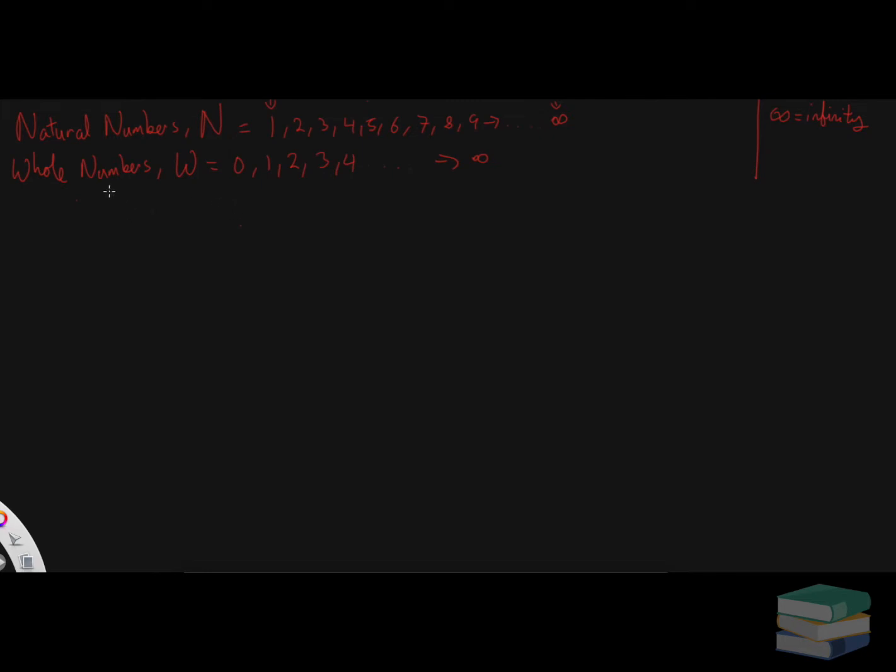Okay, so after whole numbers, there are integers. Integers are whole numbers that also have negative values. So as you can see in these whole numbers W here, they start at 0 and go all the way up to infinity. For integers, they start at negative infinity and go all the way up to 0. And then they go all the way up to positive infinity.